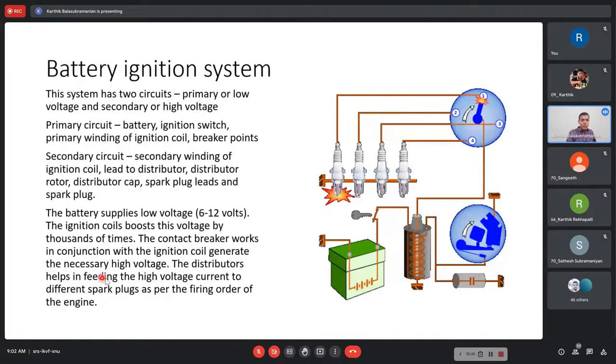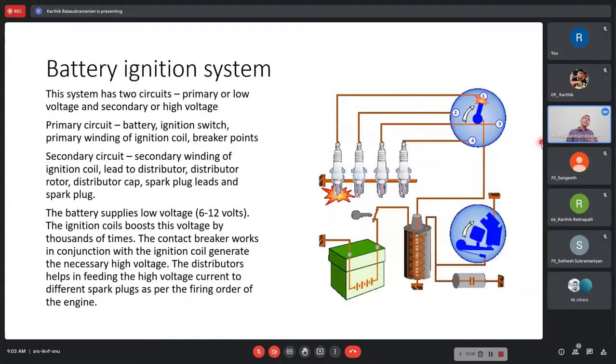The distributor helps in feeding the high voltage current to different spark plugs as per the firing order of the engine. The way you connect the different spark plugs depends on the firing order. In whichever order you want the spark plugs to fire, accordingly you will connect them to the distributor.